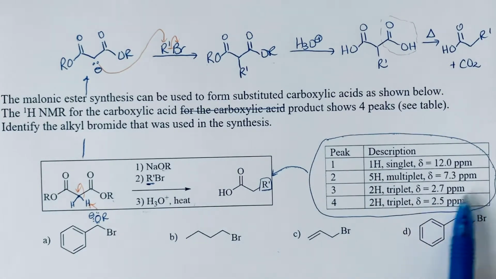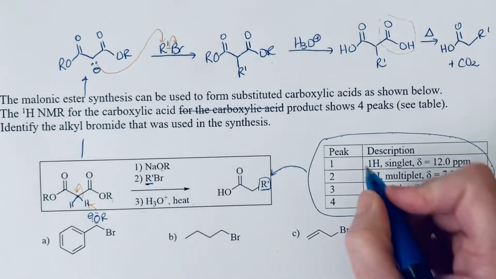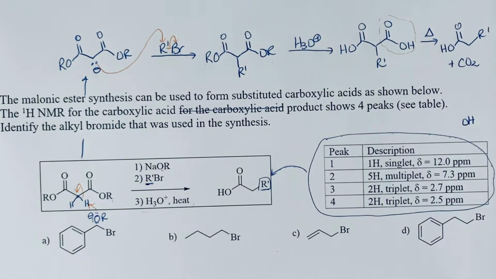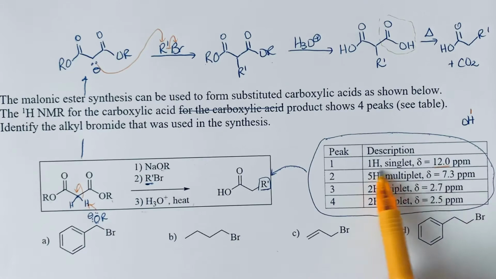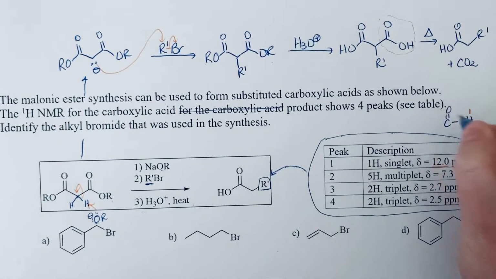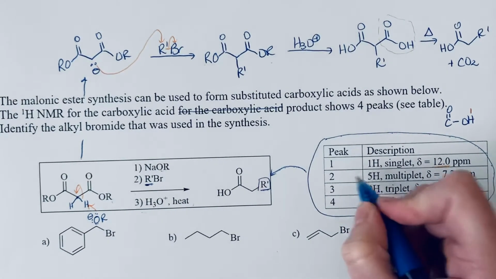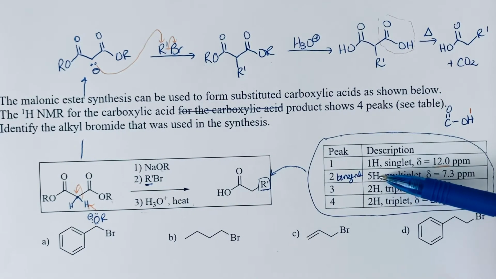And so what we've got here now is this data for the carboxylic acid. This first peak 1 is at around 12, so that should be the carboxylic acid proton. So this would be signal 1, and we know that by the chemical shift. And then the next thing we see is this 5 hydrogen multiplet in the aromatic region. That lets us know that we have a benzene ring, and 5 hydrogens means it's mono-substituted. So this tells us that we have benzene.